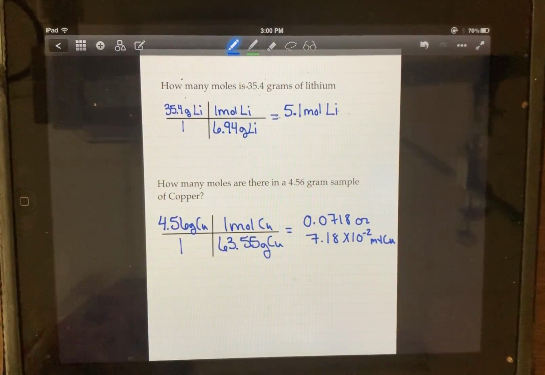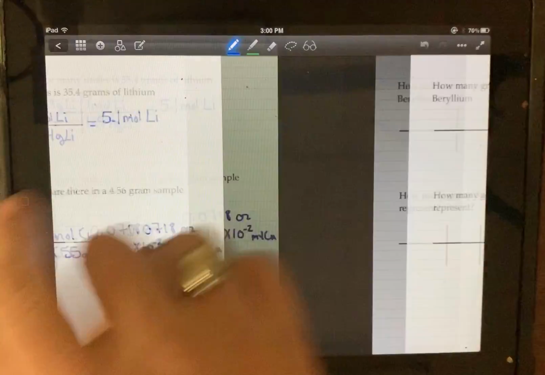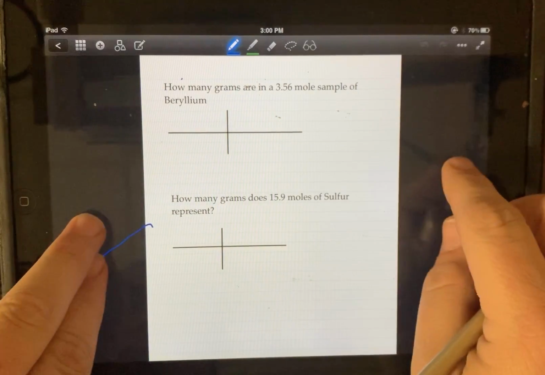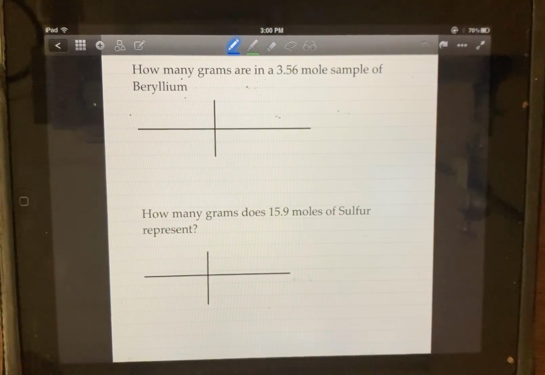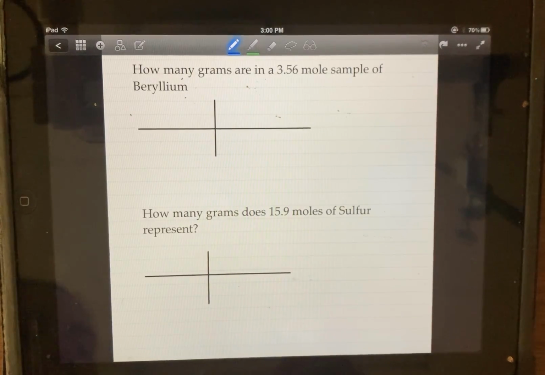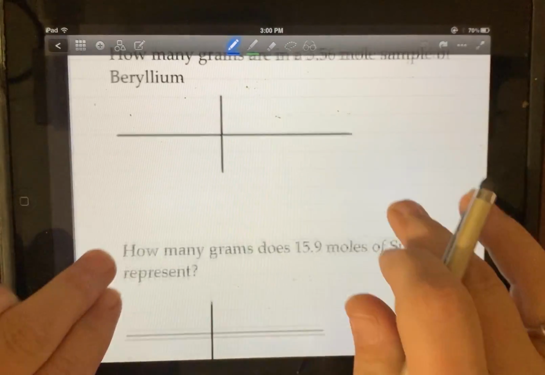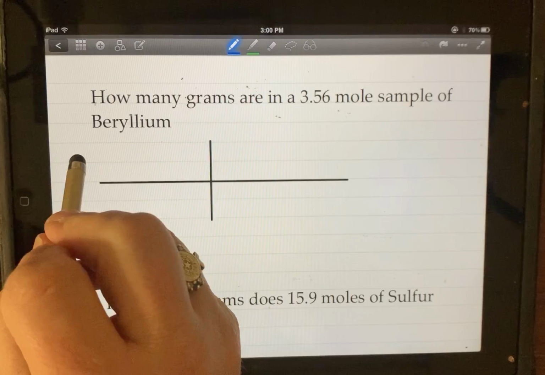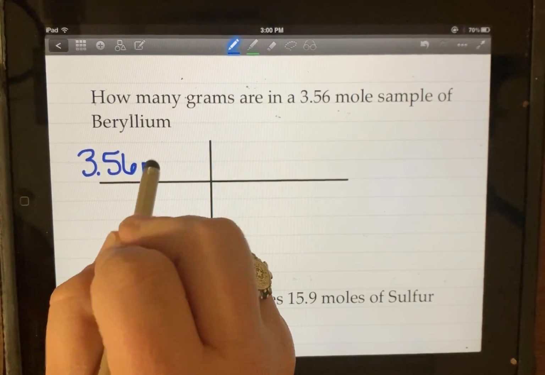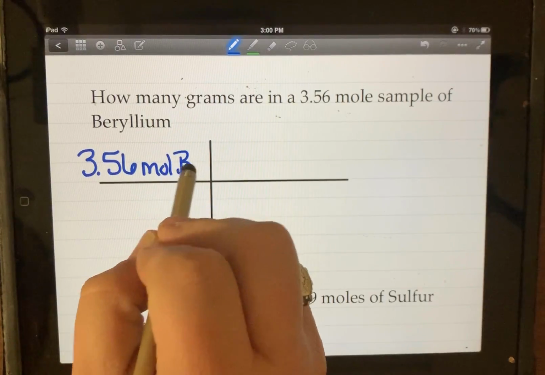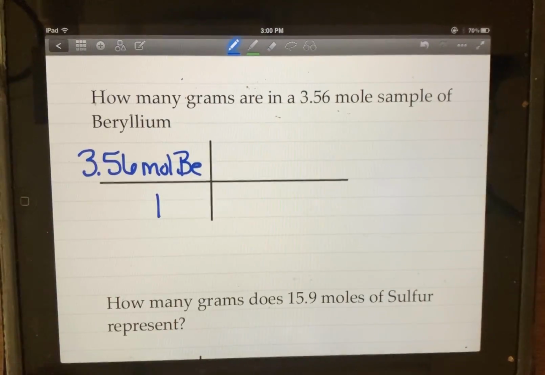What happens if I'm given the number of moles and I want to find out how many grams I have? Well, it's still the same thing. So here's our prompt. How many grams are in a 3.56 mole sample of beryllium? Just as we saw before, we start with what's given. We're given 3.56 moles of beryllium, and we place that over 1.